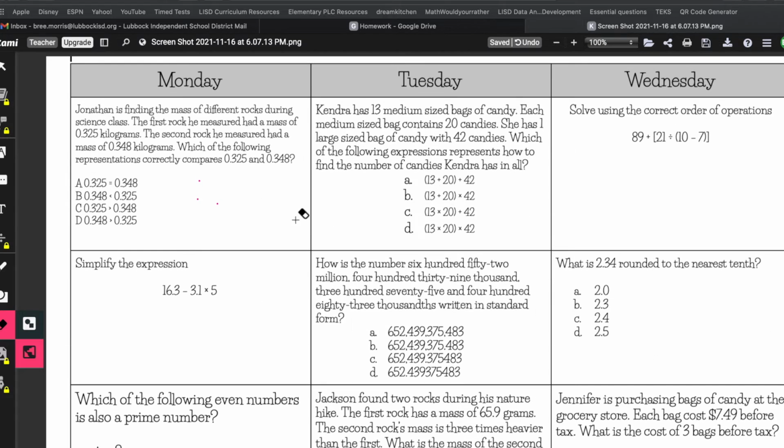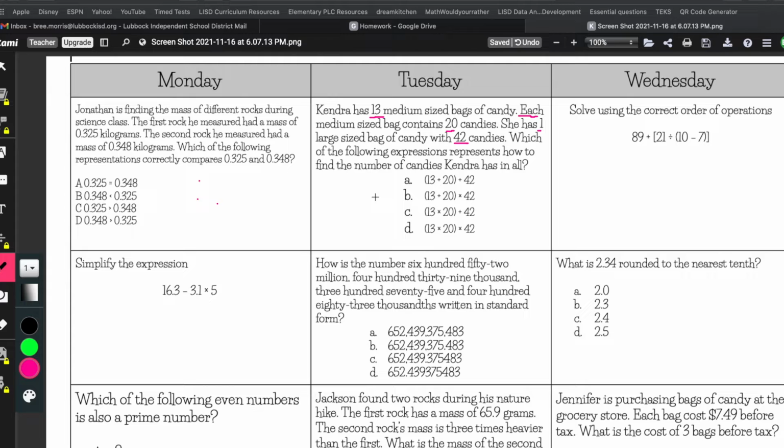Okay. For Tuesday, Kendra has 13 medium-sized bags of candy. Each bag contains 20 candies. So I have 13 bags, and the first one has 20 candies, and the second one, and the third one, and the fourth one. Each one has 20 candies. She has one large bag that has 42 candies. Which of the following expressions represents how to find the number of candies Kendra has in all?